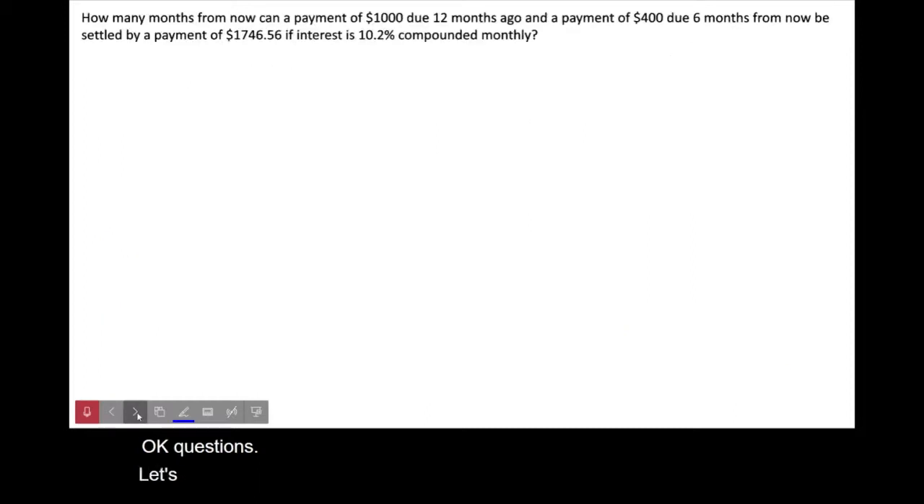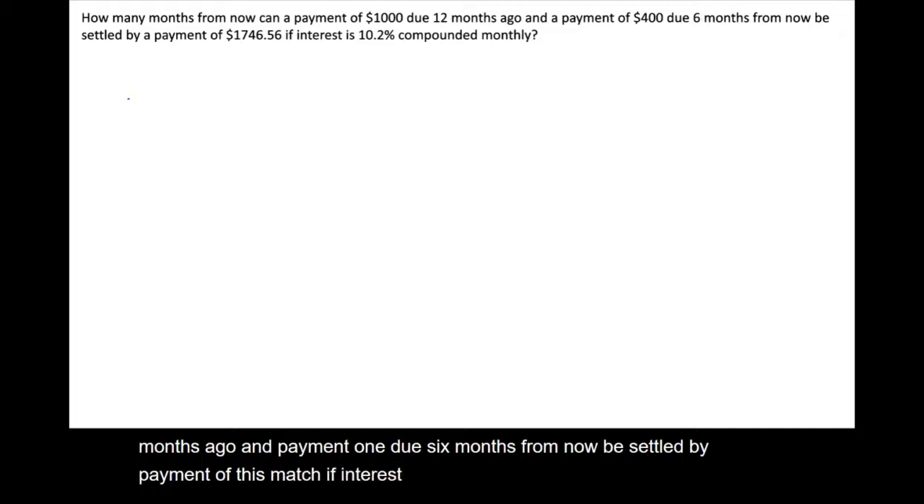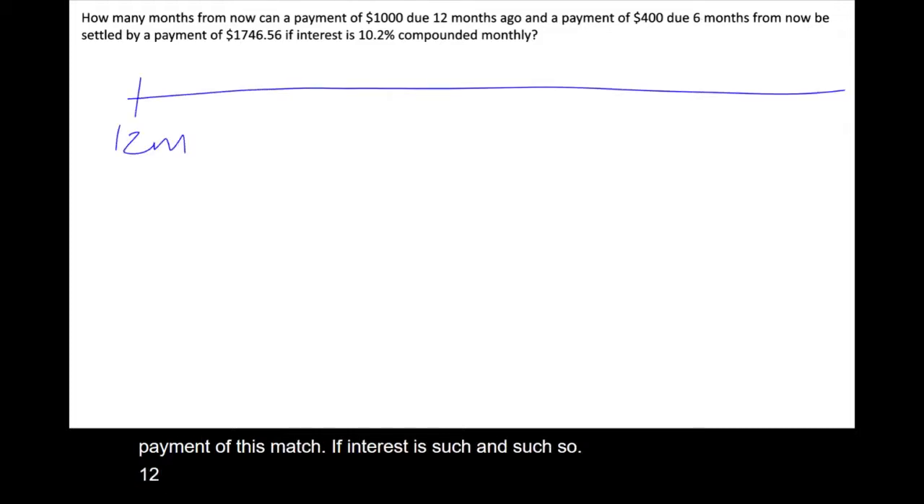Let's move forward. How many months from now can payment 1,000 due 2 months ago and payment 100 due 6 months from now be settled by payment of this much if interest is such and such? So 12 months ago, $1,000.